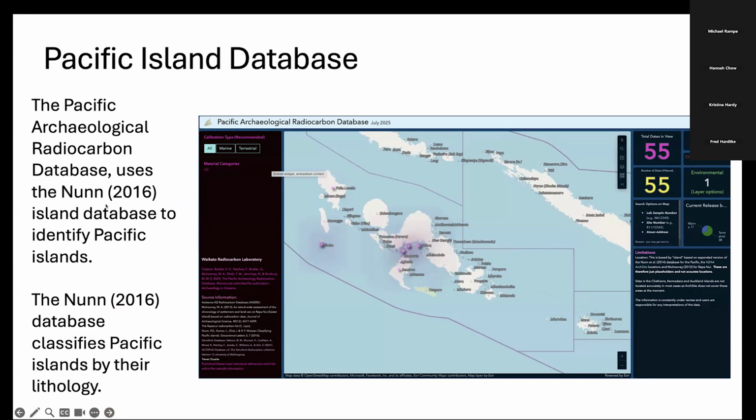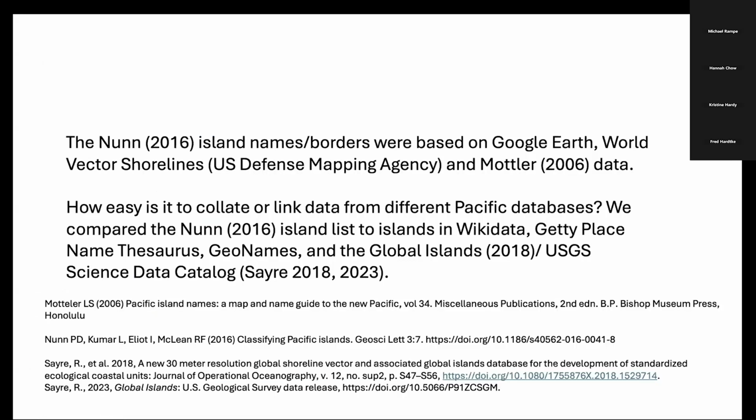And they used the Nunn et al. database to identify their islands. And that database, which is basically a spreadsheet, also has the rock types of the islands. So I thought, this would be a really interesting experiment to see if I can take their list of islands and easily find my islands and my sites within their database and match up, and how easy that is to do.